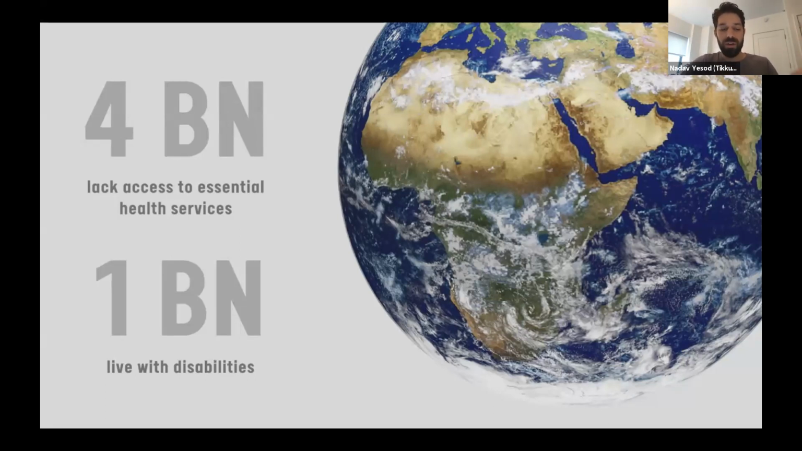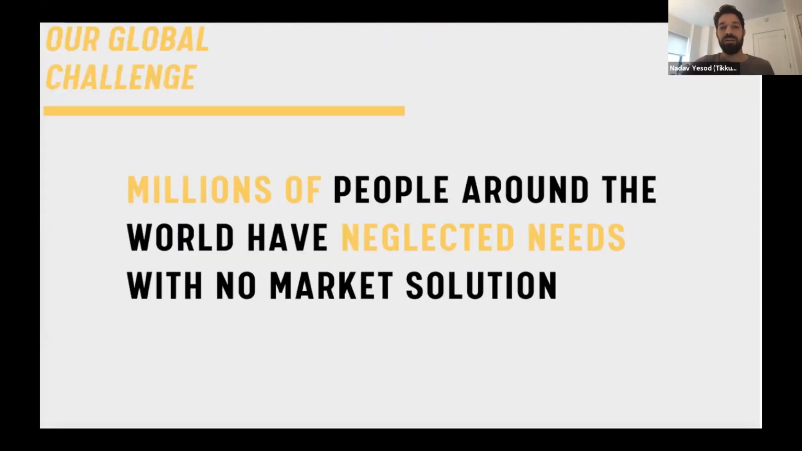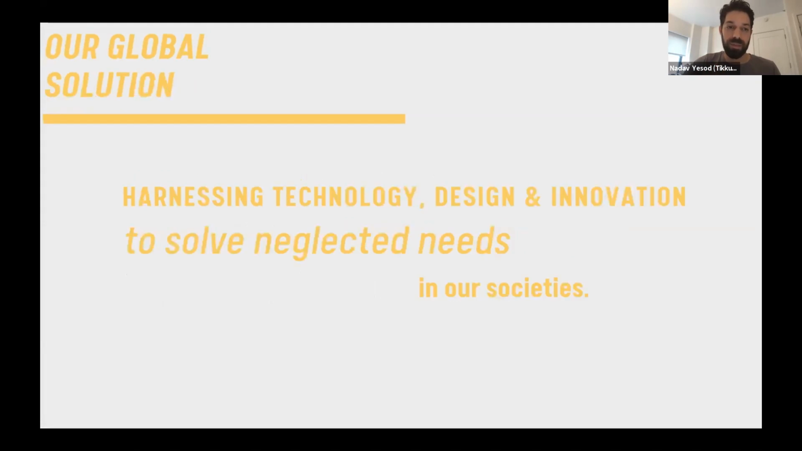And some of these challenges really do not get any response. This is really the global challenge, that millions of people around the world have neglected needs with either no market solution or no government solution, because their conditions are rare or require significant customization. And these needs can range from the daily usage of a spoon at home to being independent in using the restroom, for shower, for going out of the home, and many other neglected needs that come out of the day-to-day lives of the individuals.